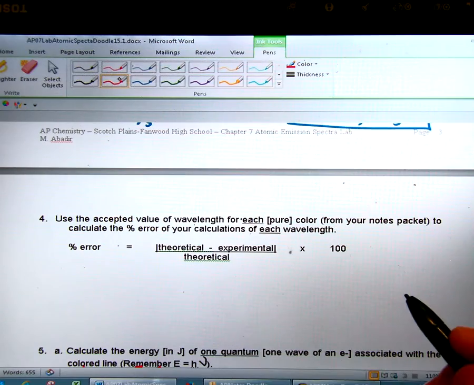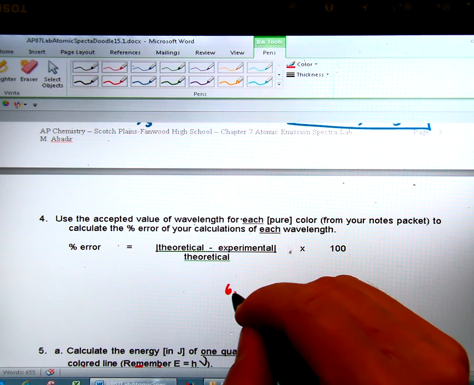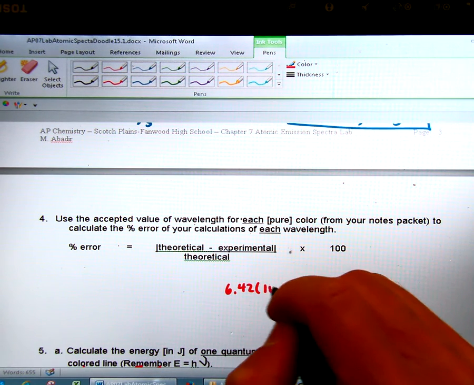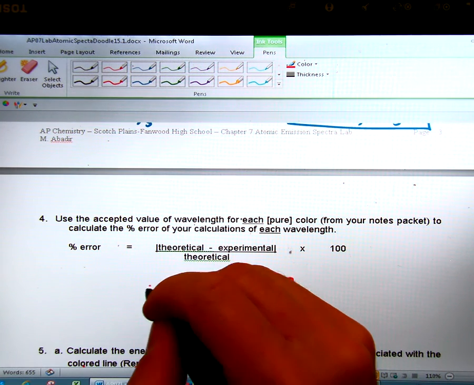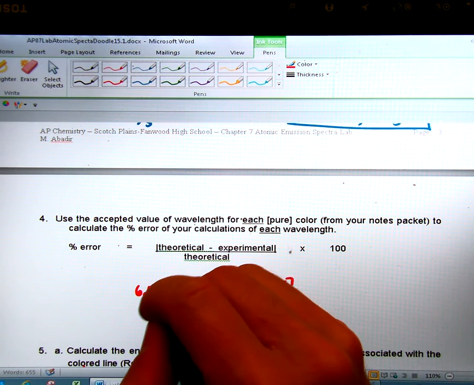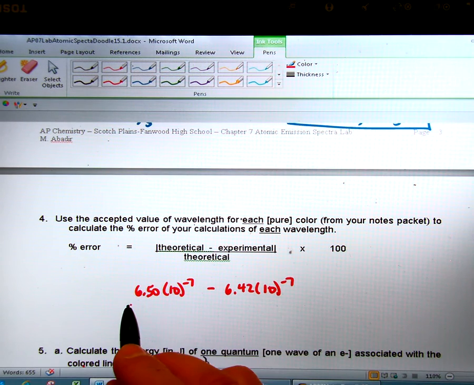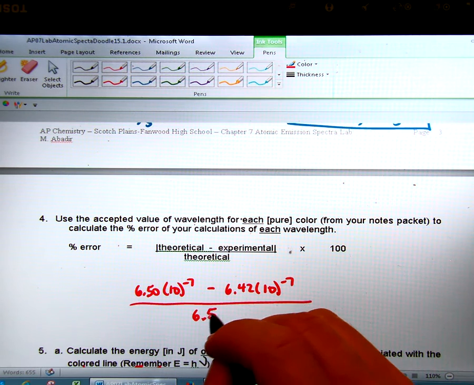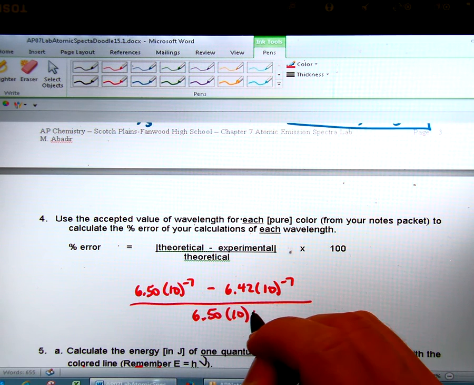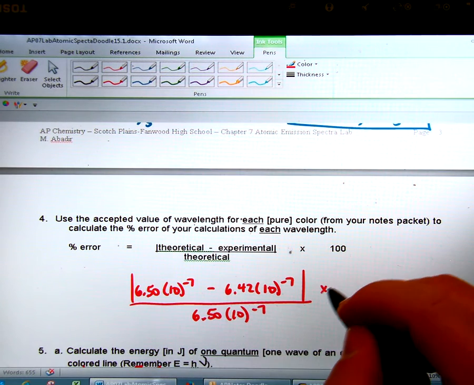Well, my wavelength came out to be 6.42 times 10 to the minus 7. That's my experimental value, 6.42 times 10 to the minus 7th meters. And the accepted value is 6.50 times 10 to the minus 7th meters, divided by the right value, which is 6.50 times 10 to the minus 7th meters. And then that absolute value times 100.